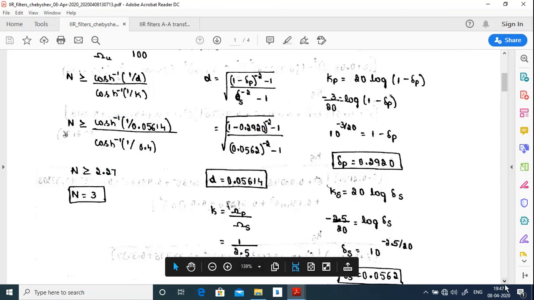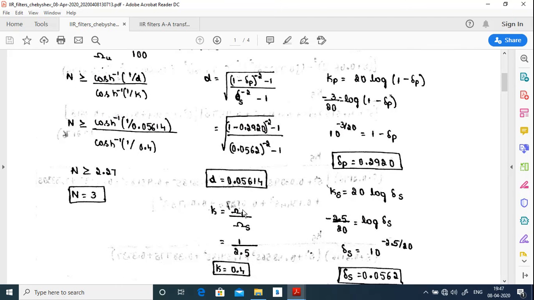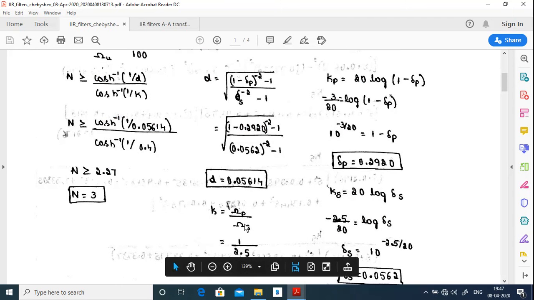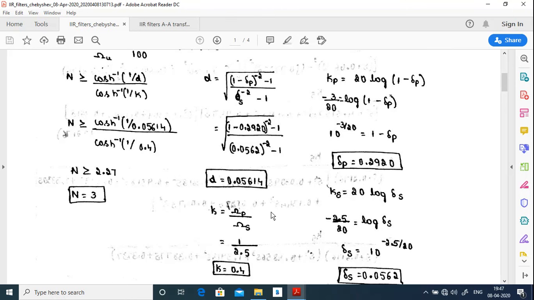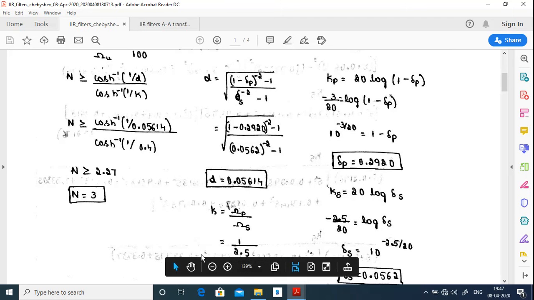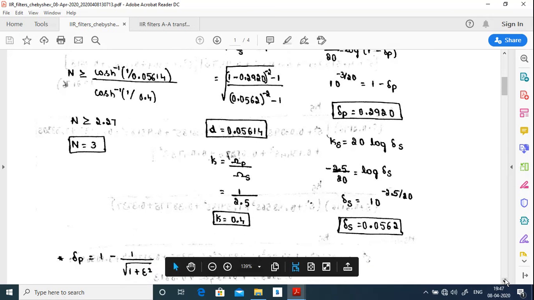Once you get d, the other quantity we need is k, which is known as the selectivity factor, given by omega p by omega s. We know omega p; we need to consider it as 1 radian per second, because we are designing which filter? A normalized filter, right? If it is normalized, omega p is always 1 radian per second, because we know the formula only to design a normalized filter. Omega s you just found out, right? Just 2.5. So substitute that, you will get the value of k.